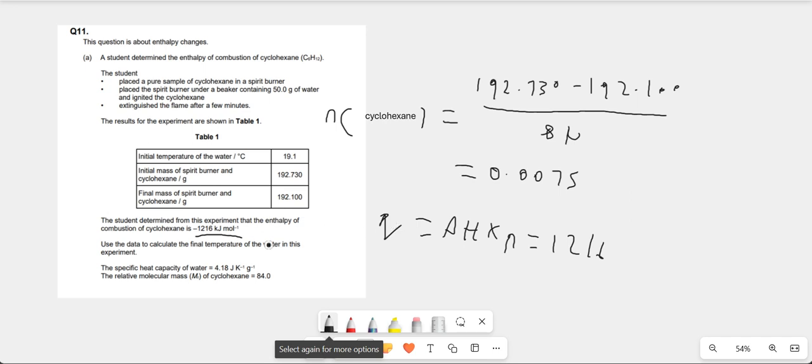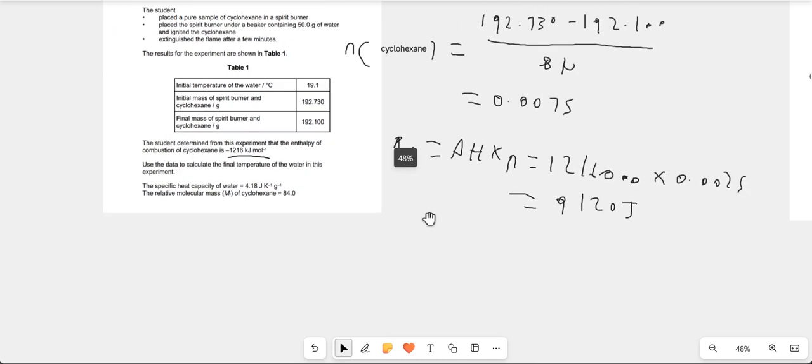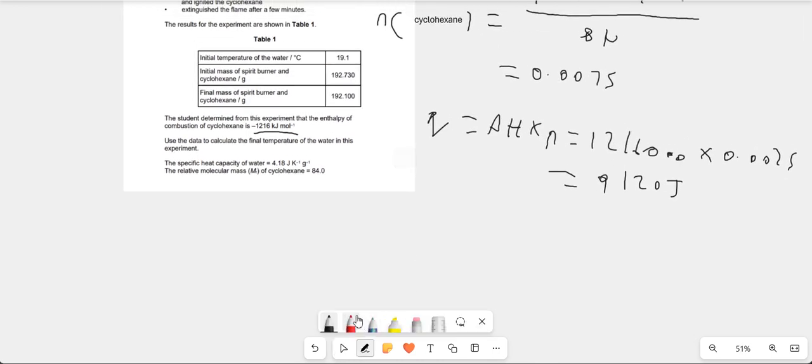Unless it really wants us to calculate in kilojoules or whatever. So times it by 1,000, and then times it by the moles, 0.0075, and that's gonna give me 9120 joules of Q. Easy, easy. And now what I need to do is just find delta T.